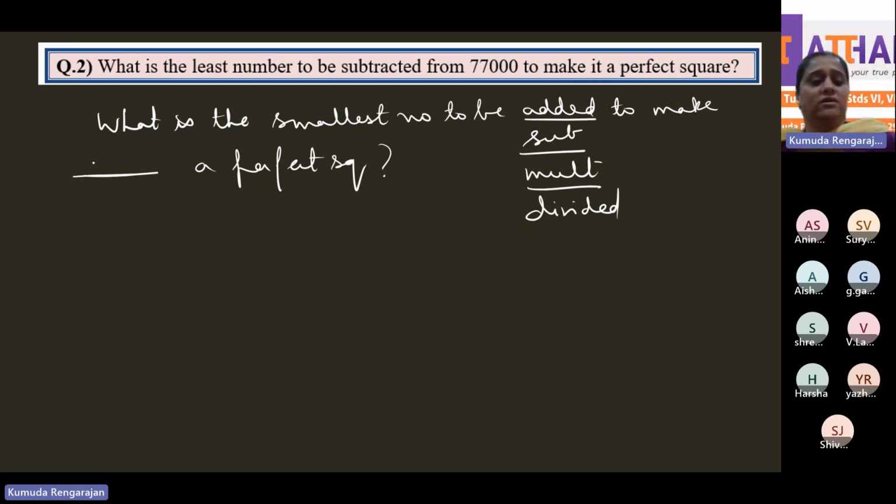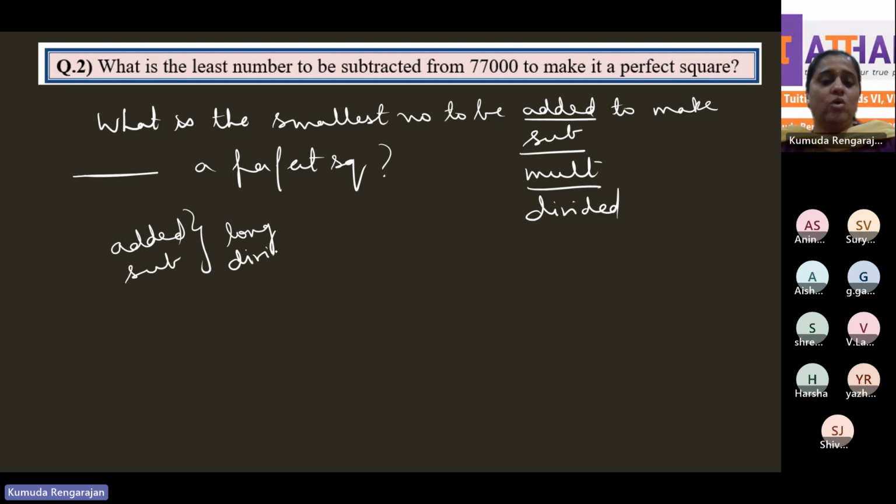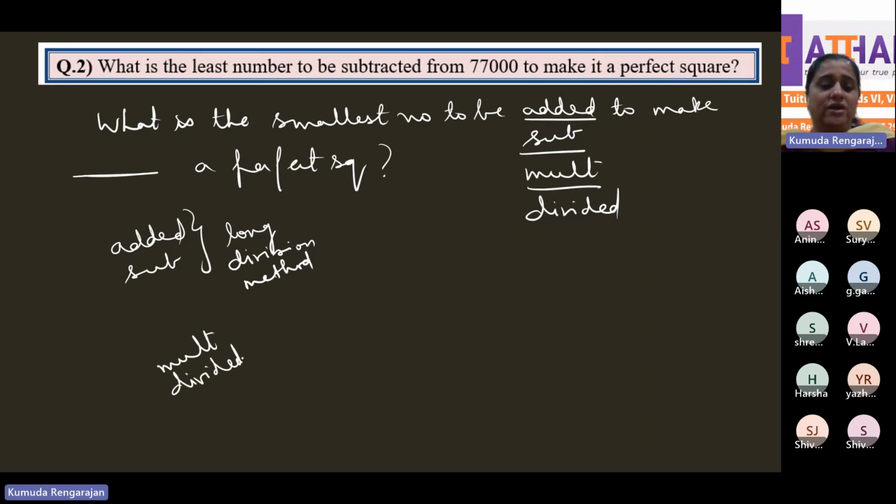Now to answer what is the number to be added or subtracted, you need to use the long division method only. Only this method will give you the answer. To answer what is to be multiplied or by what it should be divided, you have to use the prime factorization method only.